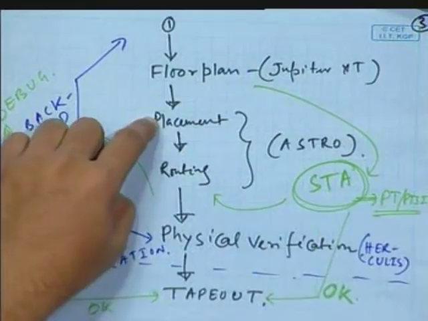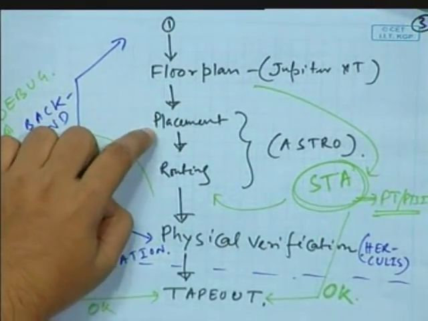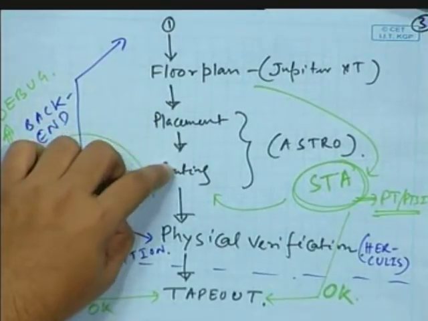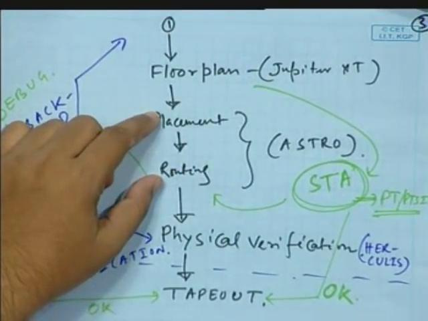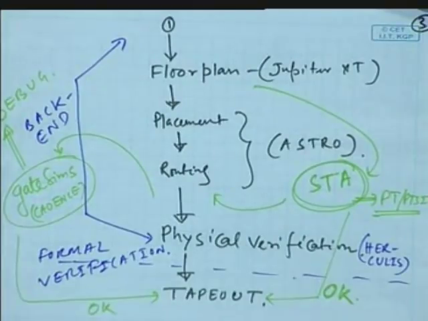So once floor plan is done, you are going for placement. Basically, this placement followed by routing, typically we do it with a tool called Astro. This is from Synopsys. I am familiar with Synopsys. So this is done by Astro. This is a very powerful tool.